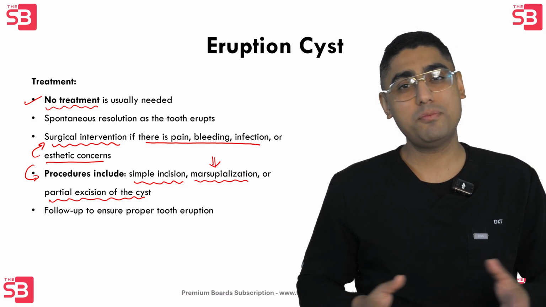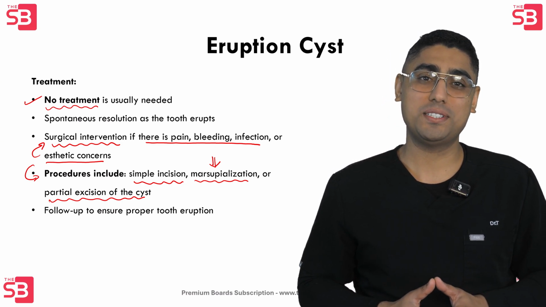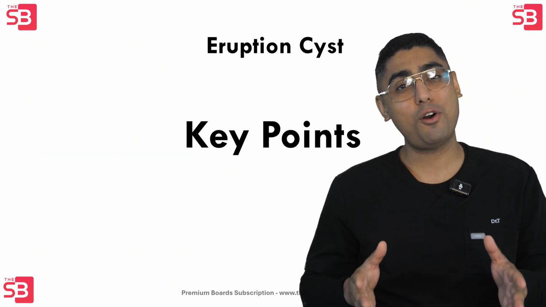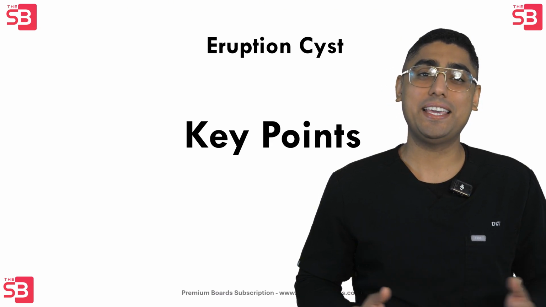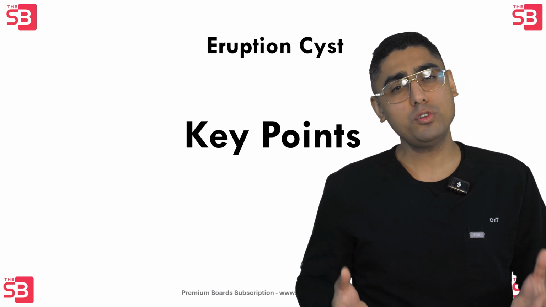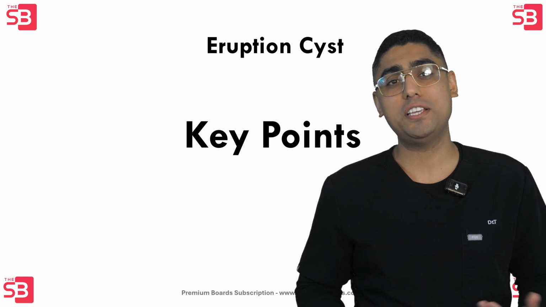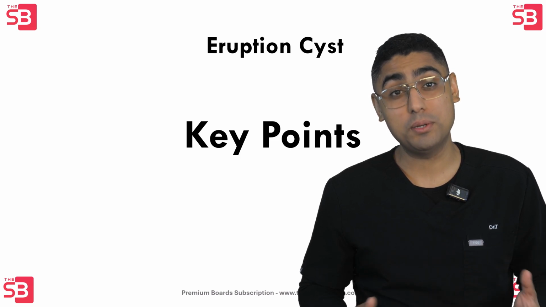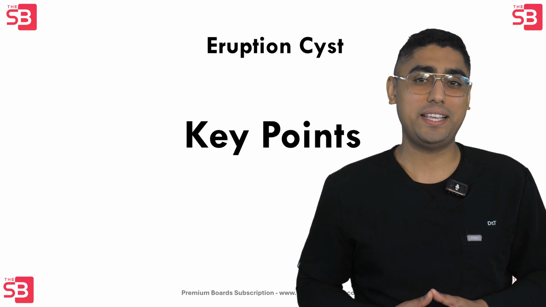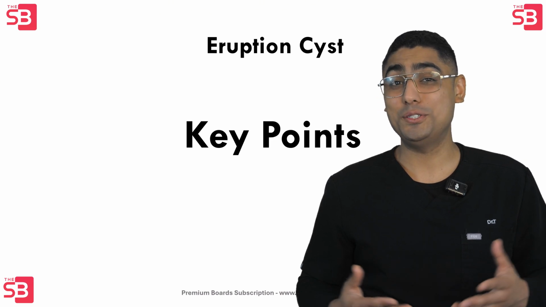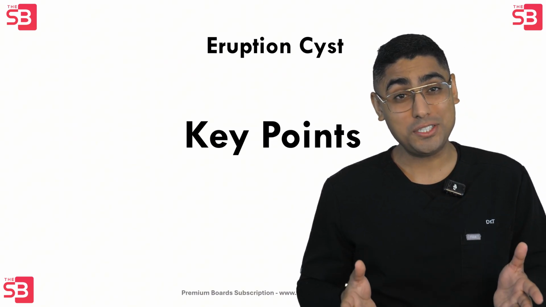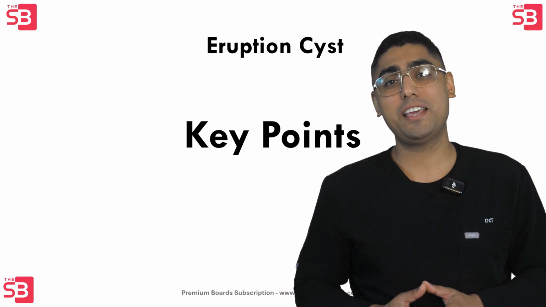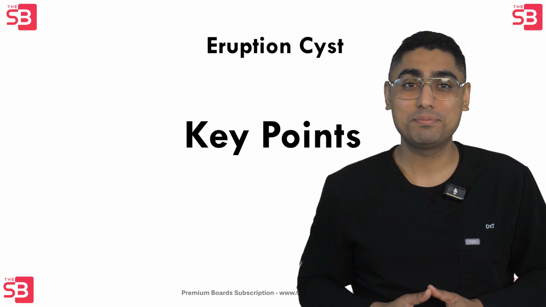Now let's wrap up with some key points from today's discussion on eruption cysts. Eruption cysts are developmental odontogenic cysts that form in the soft tissue overlying an erupting tooth. These are most commonly observed in children during the eruption phase of both deciduous and permanent teeth. Clinically, they appear as dome-shaped, bluish, or translucent swellings on the alveolar ridge. They are usually painless, but they can occasionally become tender, especially if they are infected, or when blood accumulates, they can form an eruption hematoma.